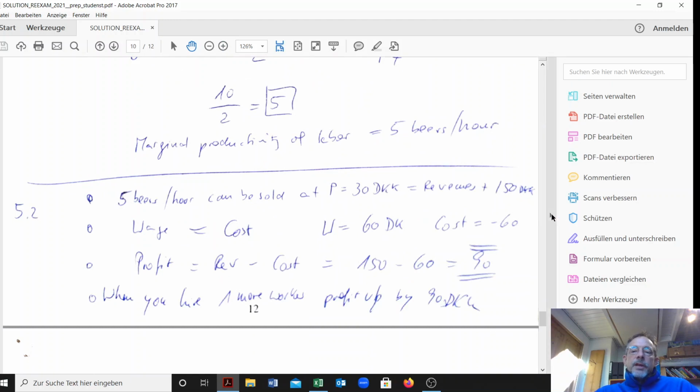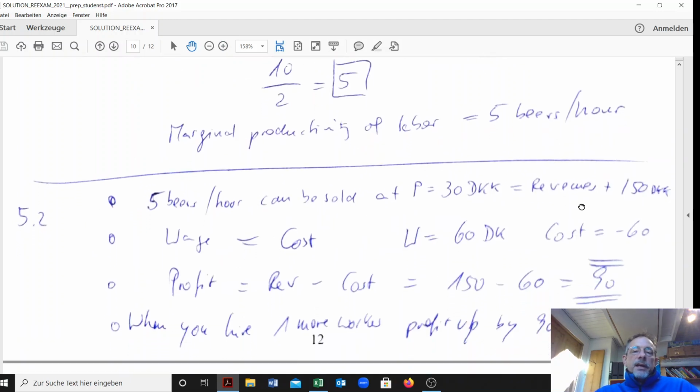And then we have to incorporate the wage rate. Wage is a cost component. So when you hire one worker, it will cost 60 Danish krona. The costs are equal to 60. Then when it comes to the profit function, profit is equal to revenues minus cost. So 150 minus 60 is a positive 90. So when you hire one more worker, the profit is up by 90 Danish krona, 150 minus the 60.